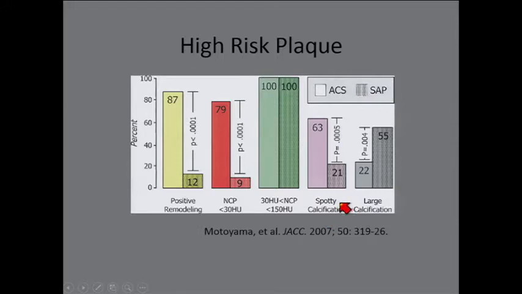The presence of spotty calcification, again, was very common in acute coronary syndrome, and large chunky calcifications, large long-distance plaques, were much more common in the stable angina patients, possibly reflecting the fact that these large plaques represent healed or chronic disease.